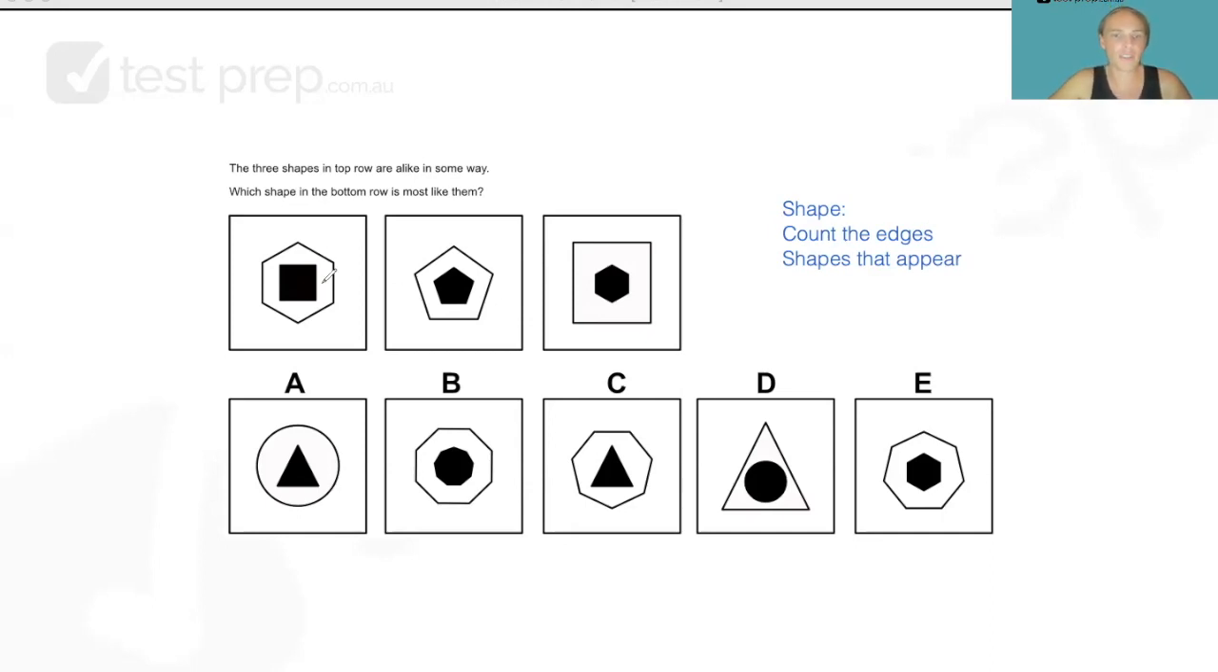Counting the edges, let's have a look. So the little one has 4, or the inside shape has 4, the outside shape has 6. Here they're both pentagons. The inside shape has 5, the outside shape has 5. Here the inside shape has 6, and the outside shape has 4.